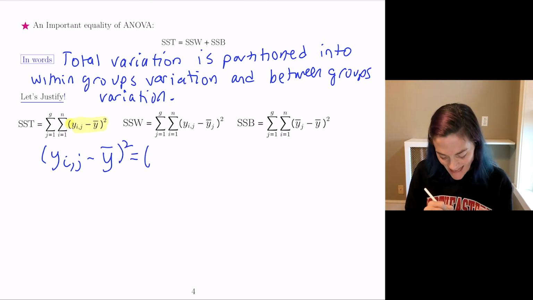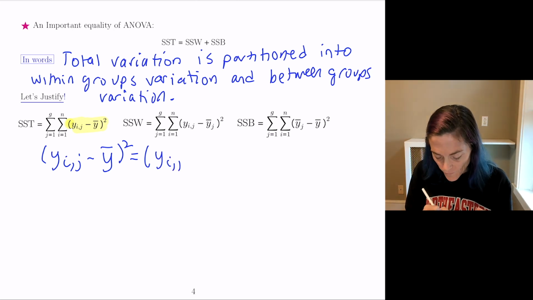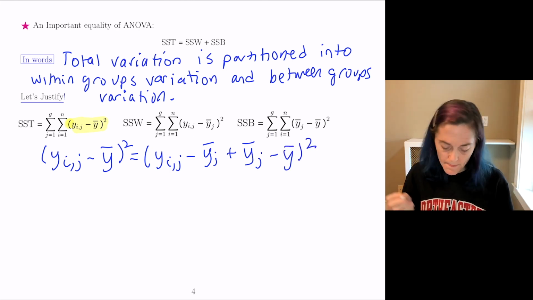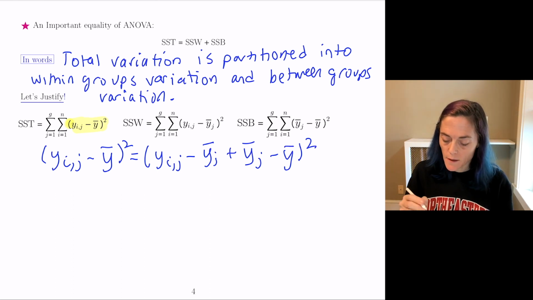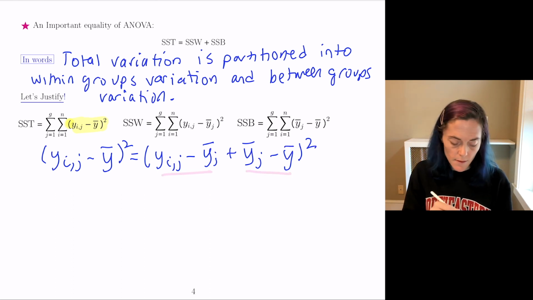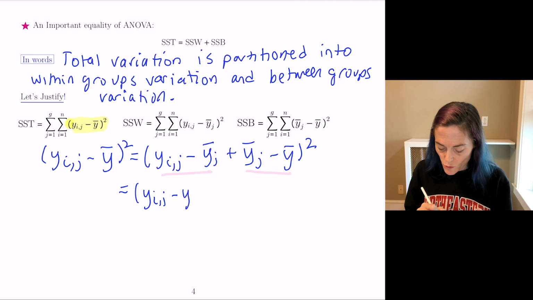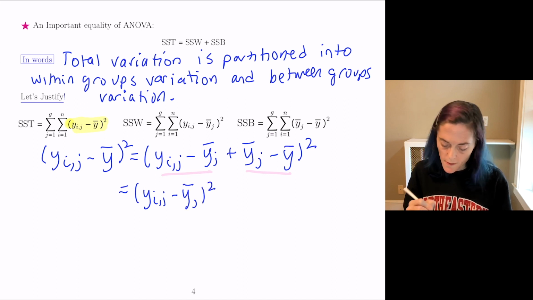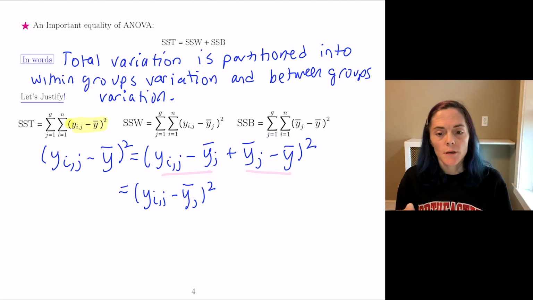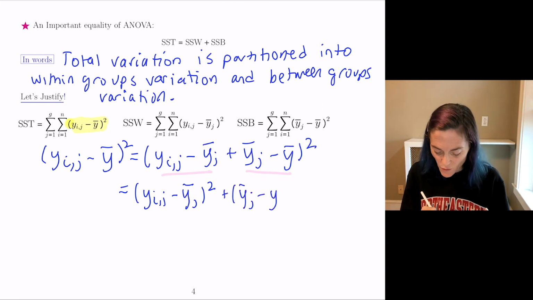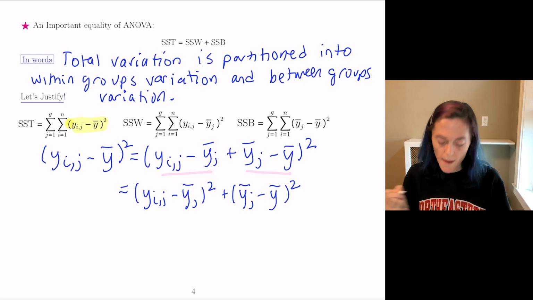Well, we can do a little trick here where we subtract off the group mean and also add it back. You notice I am not changing the equality here. Okay, now I want to think about this here and here. So we can do this, Yij minus the group mean squared. That's the first. Then the last would be plus the group mean minus the overall mean squared.